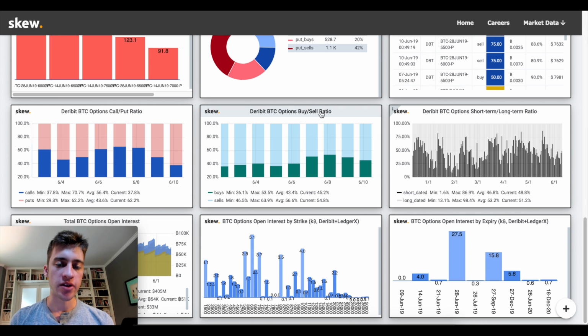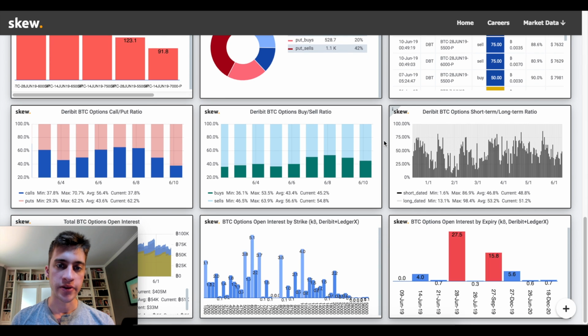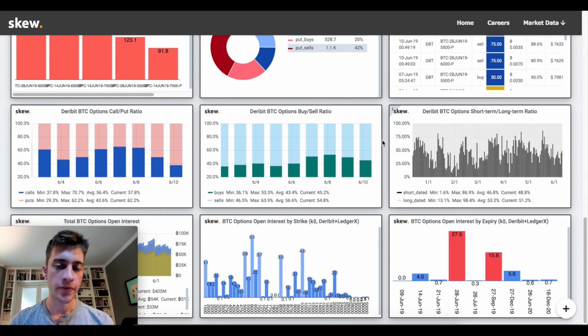When we look at the buy-sell ratio, what this is talking about is whether more people are buying options or more people are selling options. When people buy options, they're betting on volatility most of the time. And when they're selling options, they're betting on low volatility. Because if I buy a call, I am hoping that the market is going to rise on high volatility as well. And if I sell a call, I'm hoping that the market does not rise. I'm hoping that the market goes down.